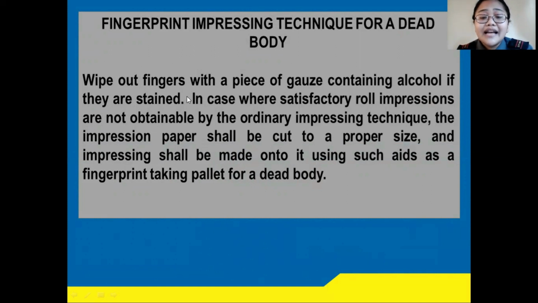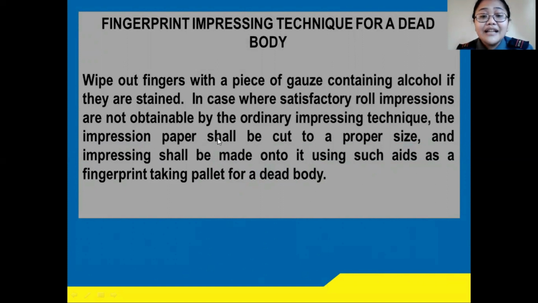In case satisfactory roll impressions are not obtained by ordinary impressing technique, of course, in the rolling method, there is a way we follow. Of course, we cannot do that with the dead. They cannot stand, of course. And also, we cannot have them roll their fingers. It should be plain only when taking. And there are materials used for taking the dead body fingerprint impressions.